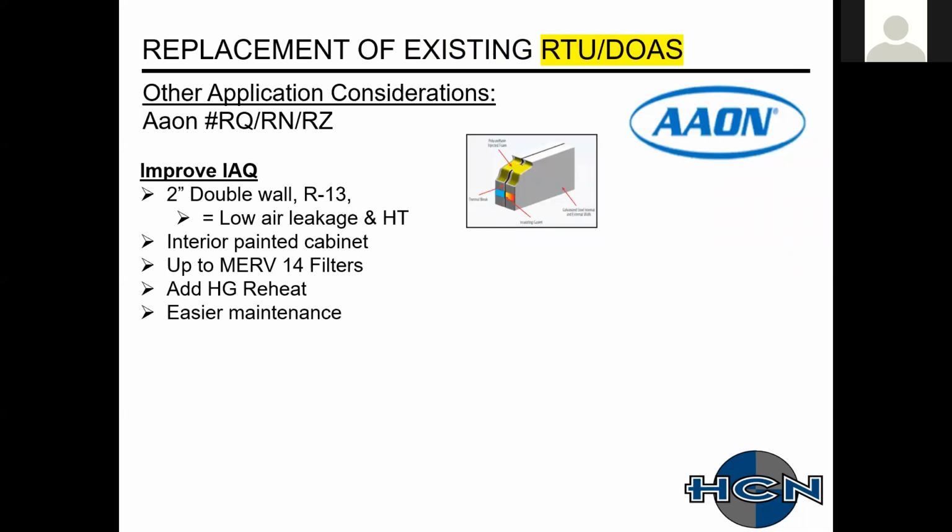Other applications, improving IAQ, the AAON rooftop units, the larger RN sizes have a 2-inch double wall. They have low leakage as well as low heat transfer.